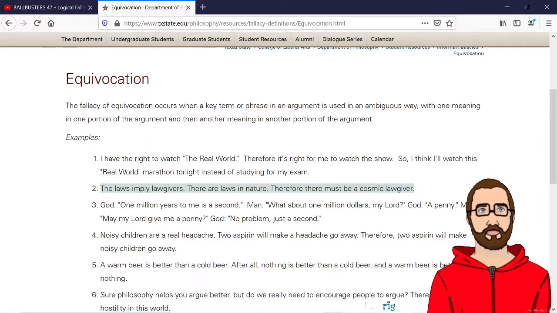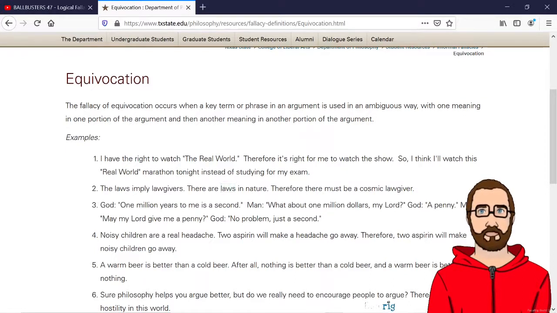This is a very often used version of the equivocation fallacy, where in the first sense the law means something like the laws of a nation, some written rules for how you should act, and in the second sense the law means a natural law, which means the principles by which our physical world works. So this therefore doesn't follow, because the law in the first sense and the law in the second sense aren't the same thing, even though they sound like they are.